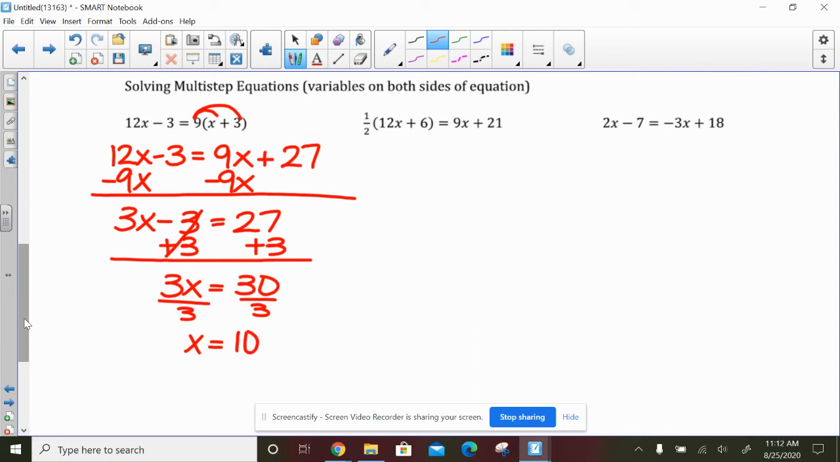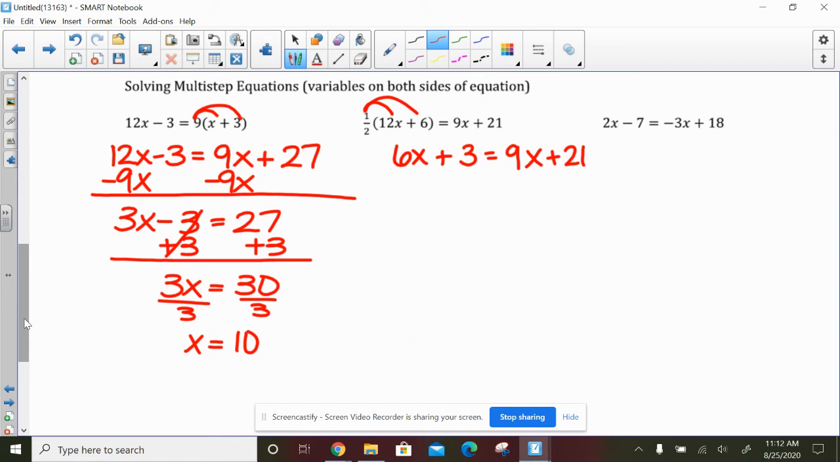Okay, then one more, and I'm going to leave the last one for you. All right, 1/2 times 12x is the same thing as doing 12 divided by 2. That is 6x. 1/2 times 6 will give me 3. And then equals 9x plus 21.